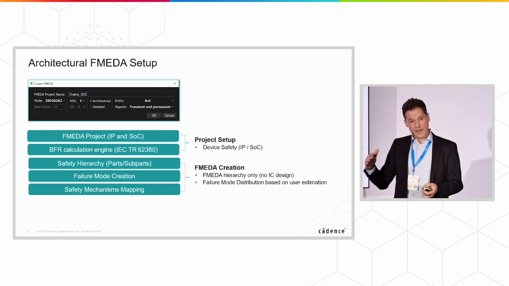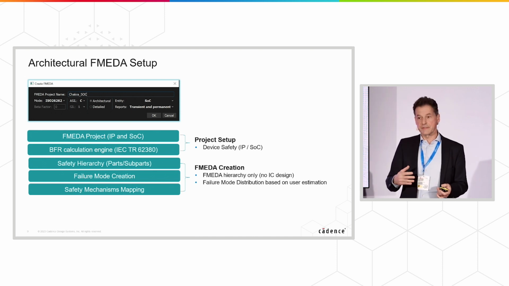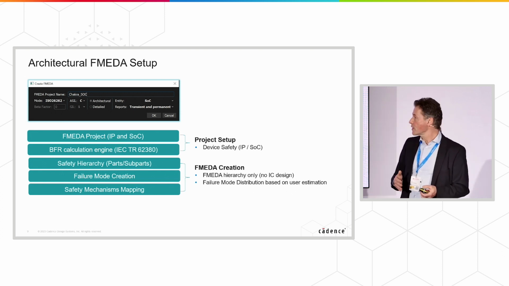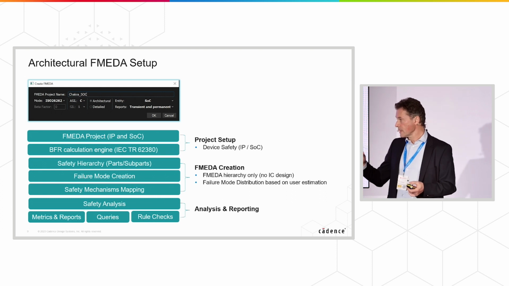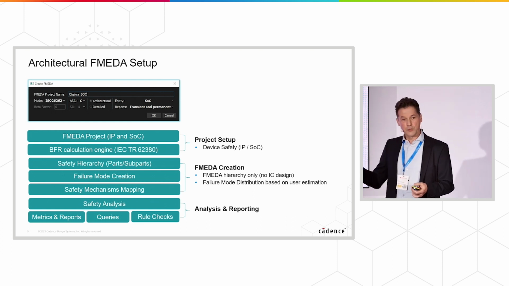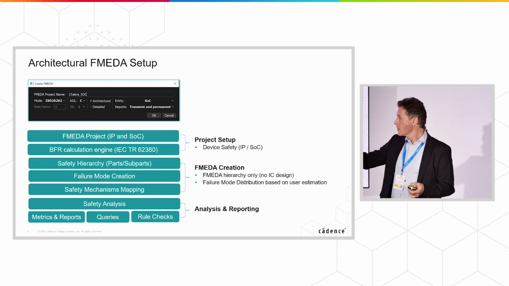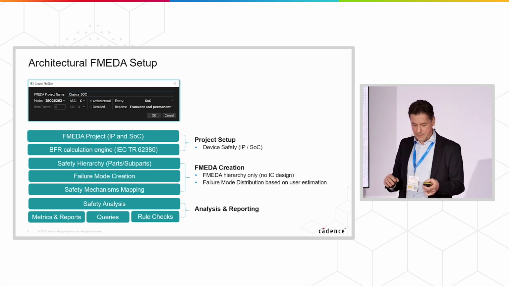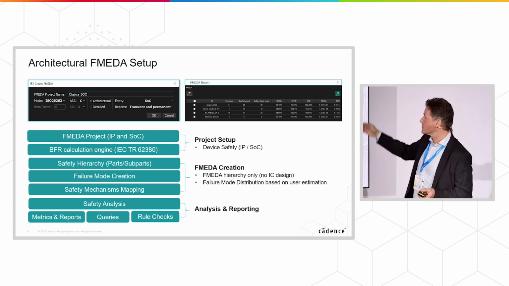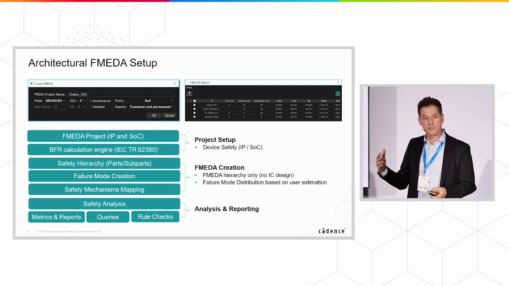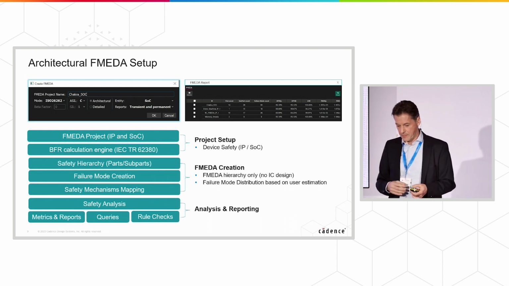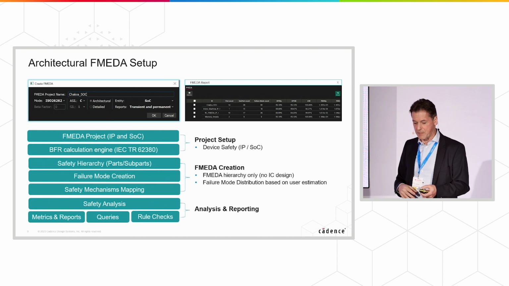Then you set up your FMEDA hierarchy, defining your parts and subparts. You define your failure modes, and you add your safety mechanisms. And at the end, once you're done with that, you can start already with your first failure analysis. You can create the metrics, reports, queries, rule checks, which I will also cover. So at the end, you have then eventually a table that shows you the single point fault metric for permanent faults, for transient faults, the latent faults, and also the PMHF as a full hardware safety metric.